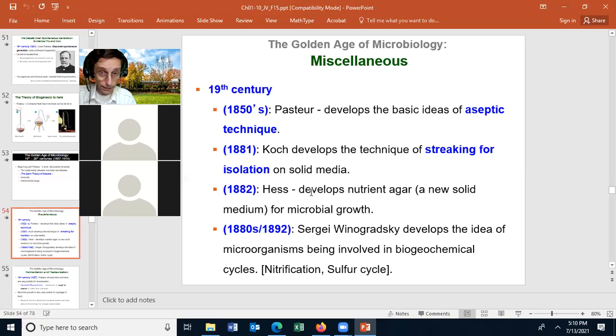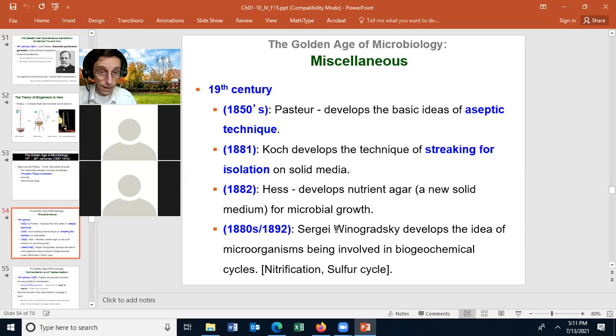Hess, a year later, developed nutrient agar, a new solid medium for growing many microbes. And this was a general purpose media, meaning it allowed the growth of many microbes. It was actually nutrient agar.